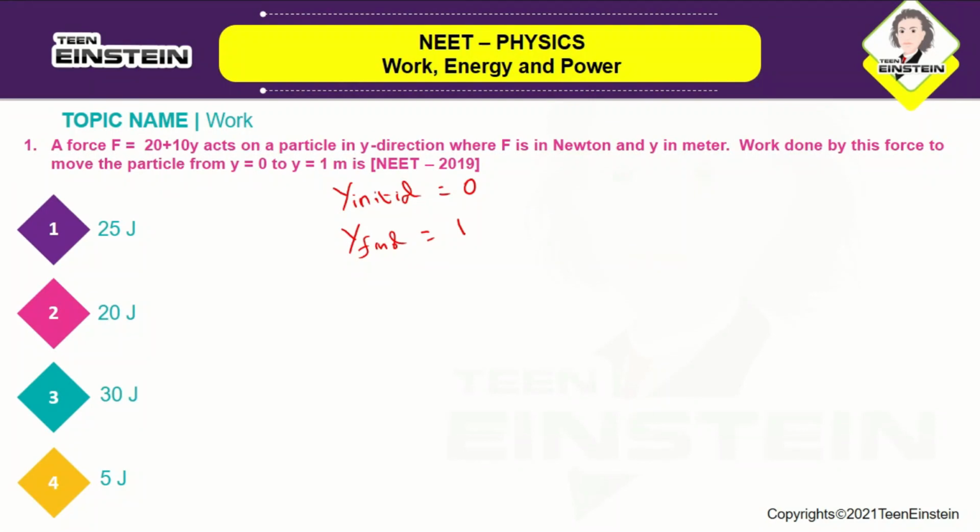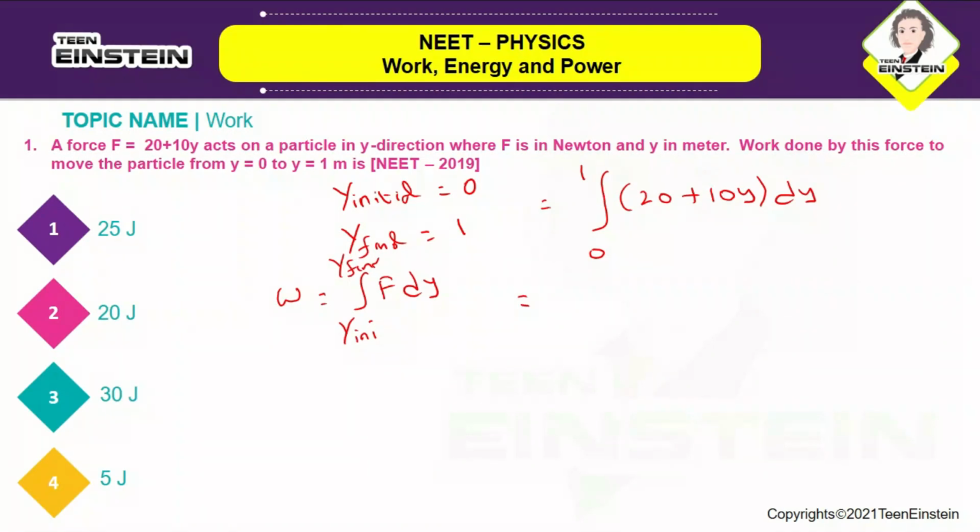So work done by the variable force is given by W is equal to the integral from y initial to y final of F dy. This will become 0 to 1 because y initial is 0 and y final is 1, and the force they have given us is 20 plus 10y. So you substitute 20 plus 10y into dy. If you integrate this, you can take the constant terms outside: 20 times the integral of 0 to 1 dy plus 10 times the integral of 0 to 1 y dy.